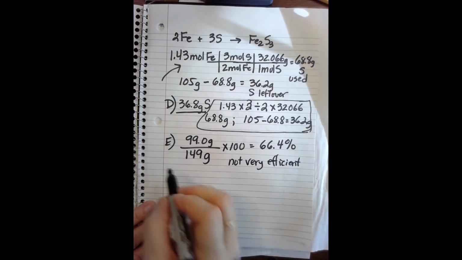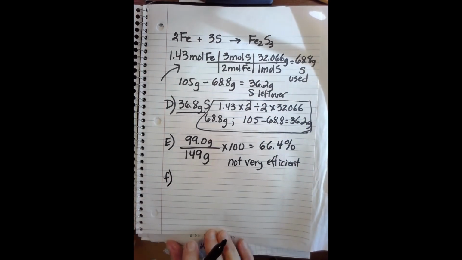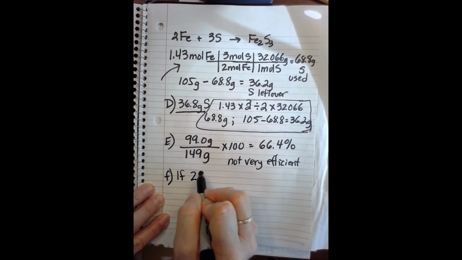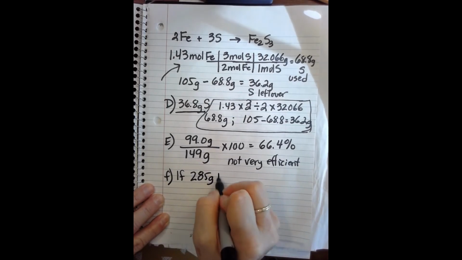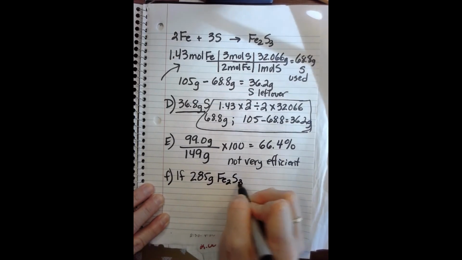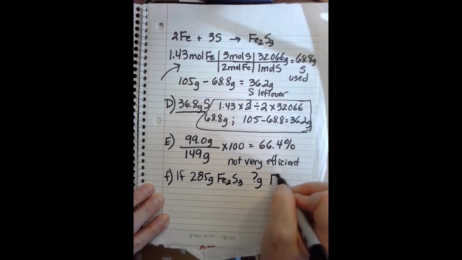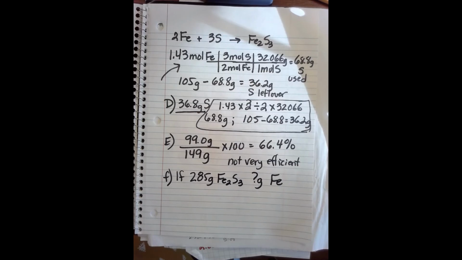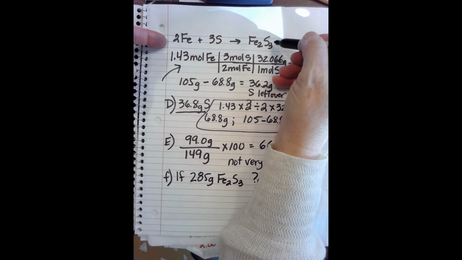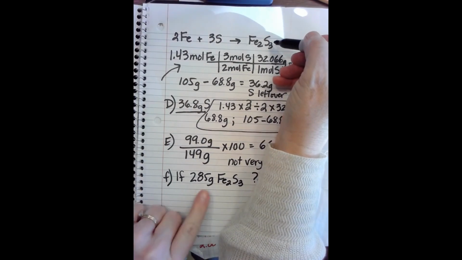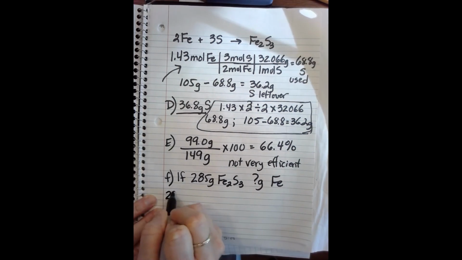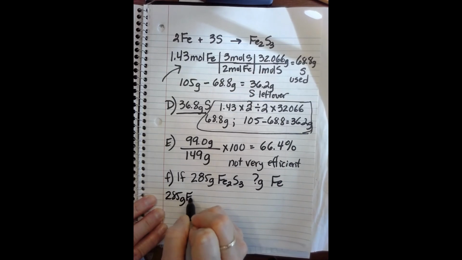The last question here, a few people ran out of time on this question. This says if we have 285 grams of Fe2S3, how much iron was required? So guys, this is just an additional stoichiometry problem where we go back to the balanced equation, but this now is our starter. So this is 285 grams Fe2S3.